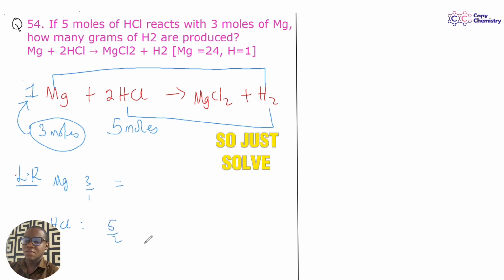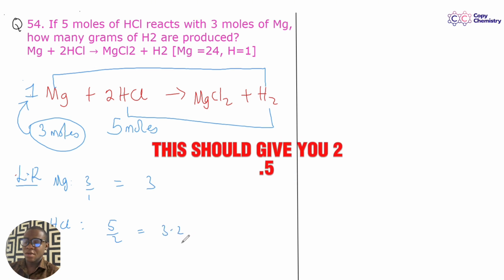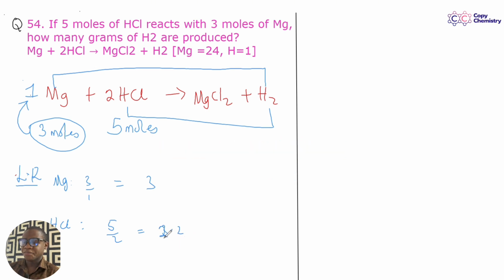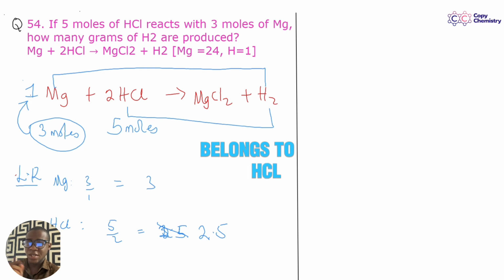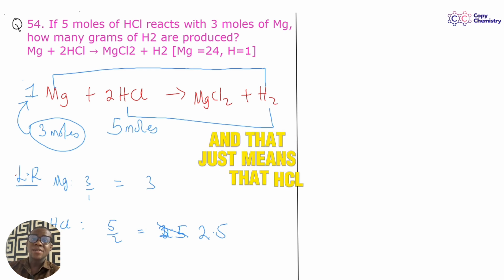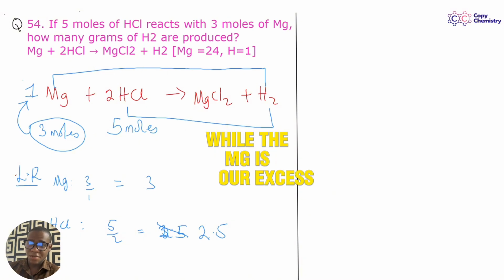Just solve this real quick. This gives you 3, and this gives you 2.5. That's 5 over 2, 2.5. Can you see it? Now that we have 3 and 2.5, the smaller one, which is 2.5, belongs to HCl, and that just means that HCl is our limiting reagent, while the Mg is our excess reagent.